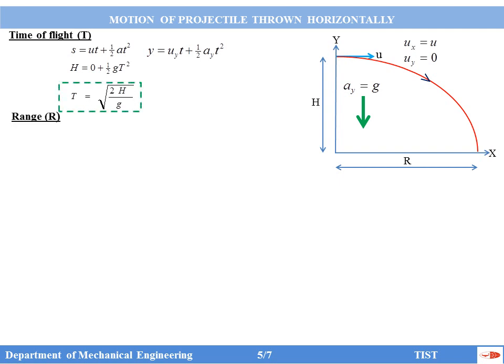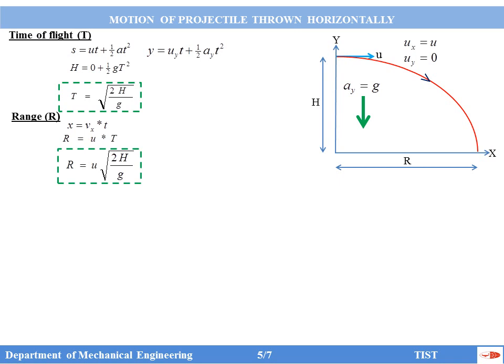Now if you want to find out the range, we have to take x is equal to vxt. X we know, x is r, and vx is equal to ux, right? Ux is equal to u and t is capital T. So u into root 2h by g, t we already found the expression, so you substitute here, you will get the equation for range.